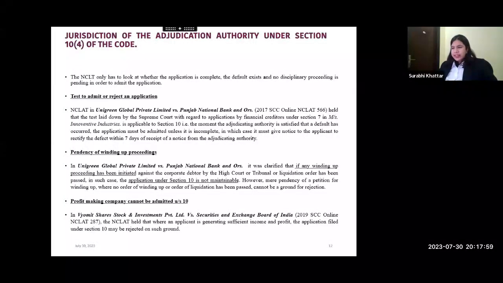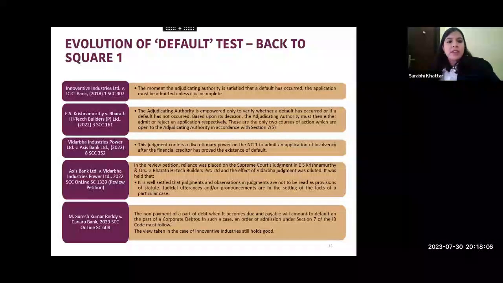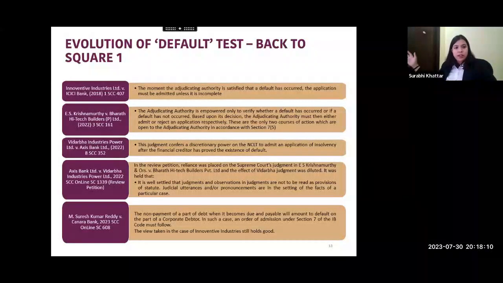Now coming to the interesting topic of default. Default under the Insolvency and Bankruptcy Code has evolved over time and has, after change, also come back to where it started from. So the first important judgment in insolvency laws was the Innoventive judgment. Here, what the Supreme Court held was that the only thing that NCLT has to look at is debt and default.